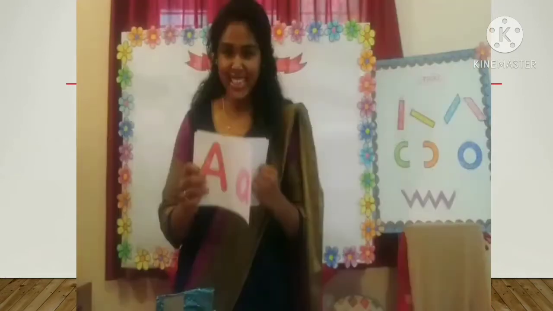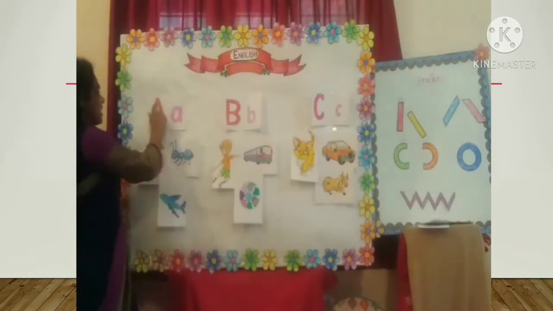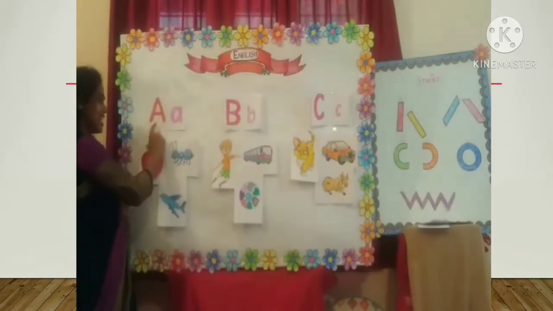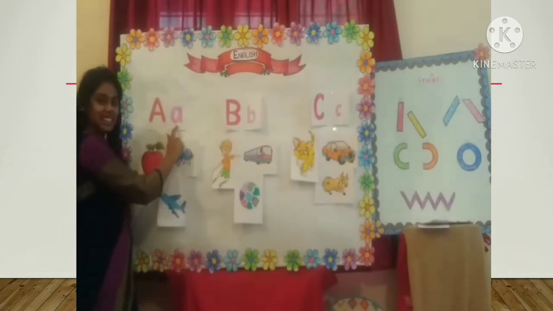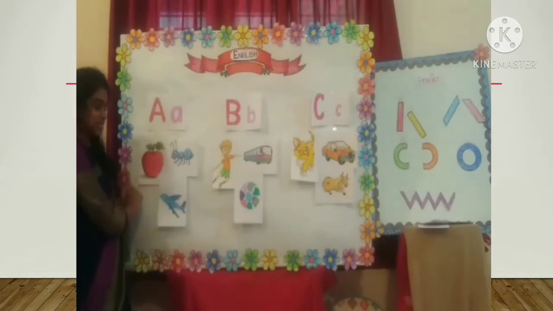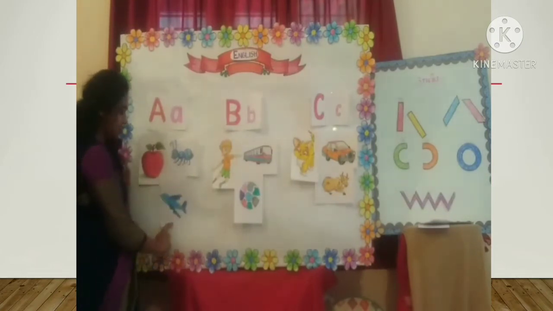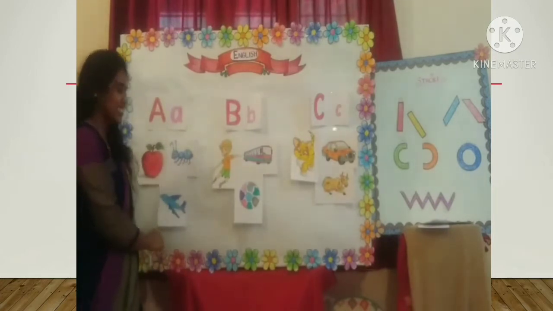I hope you will learn and sing along with me in the next class. And now, let's learn alphabet pictures. This is A. Capital letter A. Small letter A. A for apple. A for ant. A for aeroplane.